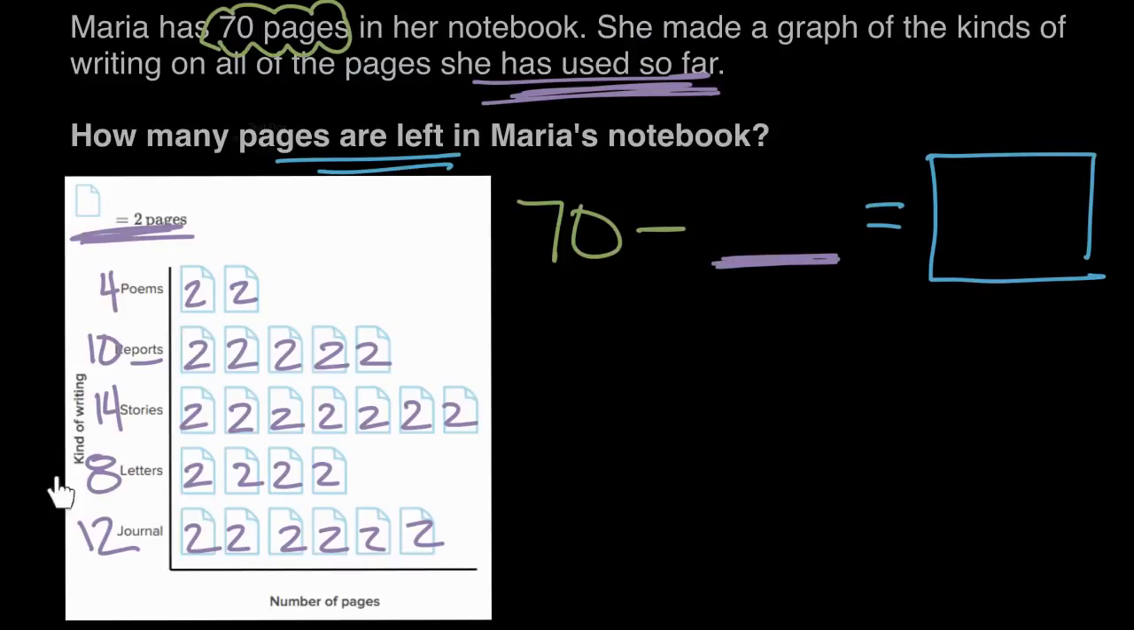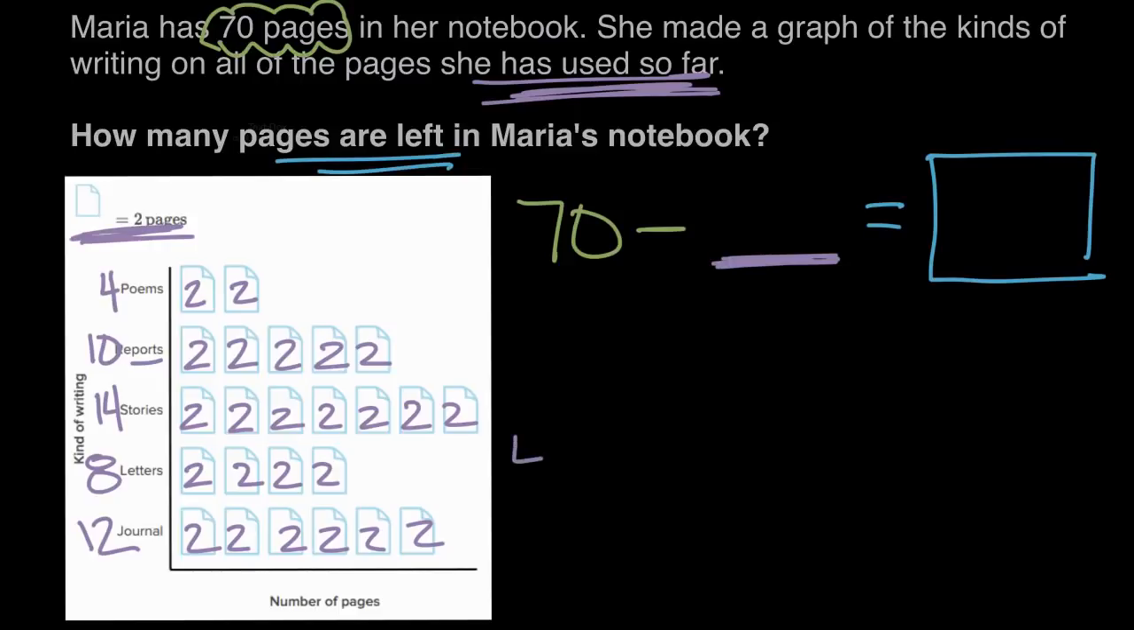If we combine all of these, the 4 for poems and 10 for reports and so on, this will tell us how many pages she's used so far. Then we can substitute that in right here, and we can say 70 she started with, take away what she used so far, and we'll get our final solution for the pages left in her notebook. So let's find this total.